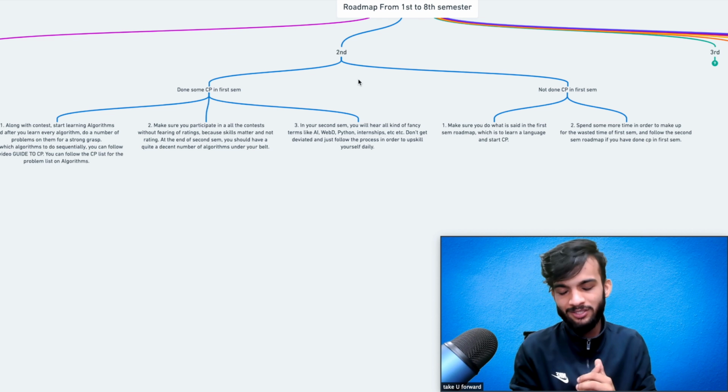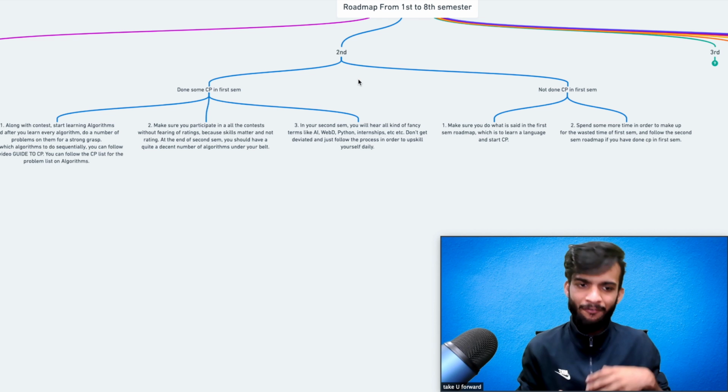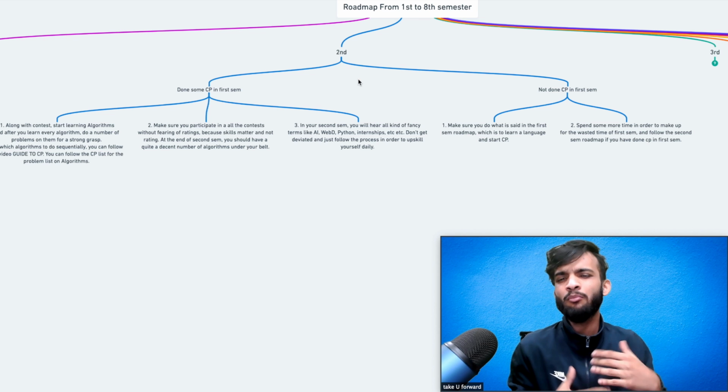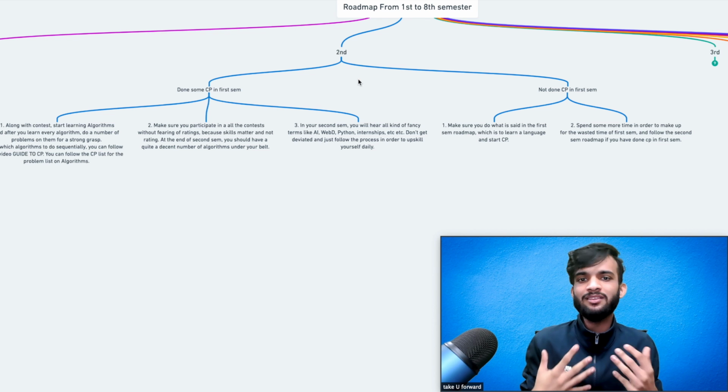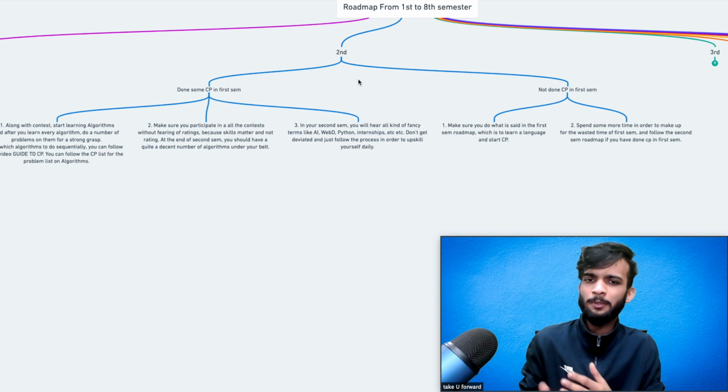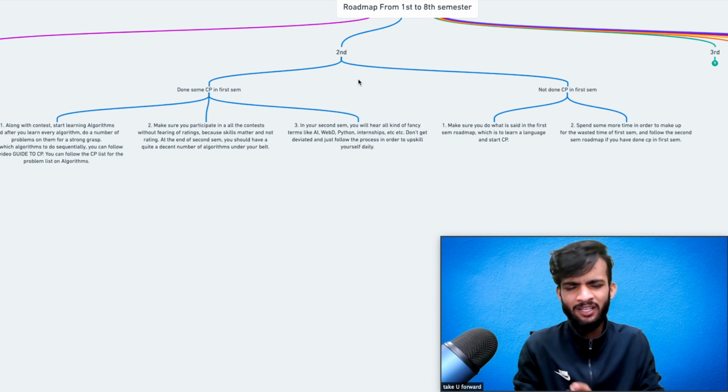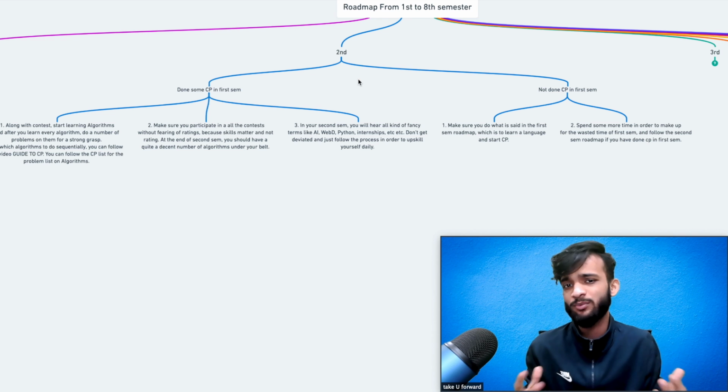Then what you need to do is, whatever is said in the first sem roadmap, just follow that. And after that, you just need to spend some more time. Yes, you just need to give that extra yard so that you can cover up the algorithms, because in the first sem the people would have done algorithms, and you would not have. So just give some extra time so that you can catch up with the first semester guys who have started programming in the first sem. So that's what you're going to do for the first and second sem.